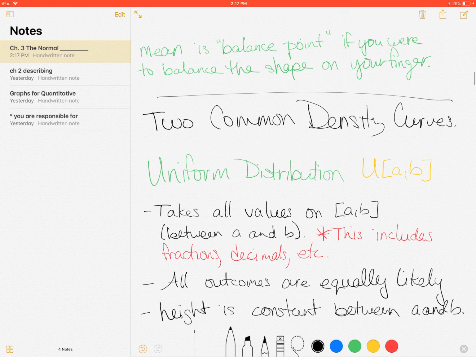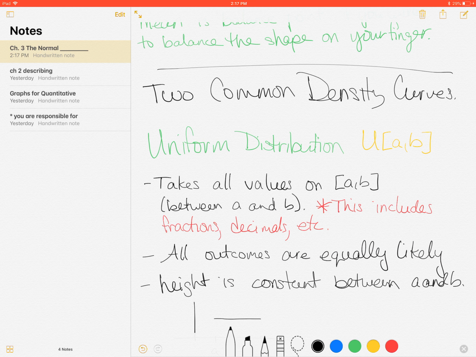So, there are two common density curves that we're going to talk about in this class. The first one is called uniform, and the notation for that is a big U for uniform, and then square brackets A comma B. And what that means, the uniform distribution takes all values between A and B and no values outside. So when you say U of A comma B, you're saying these are the numbers we're allowed to use.